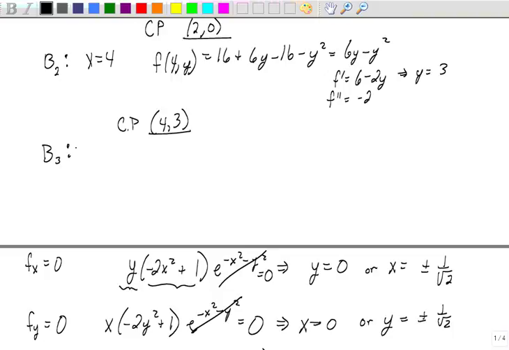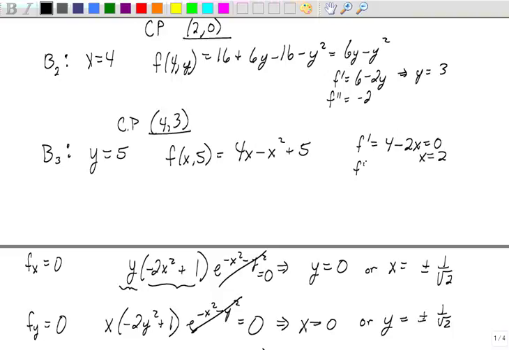On boundary 3, we have y equal 5 is the equation of that line. So let's see, we get x equal 2. Second derivative is negative. So we have a local max there.